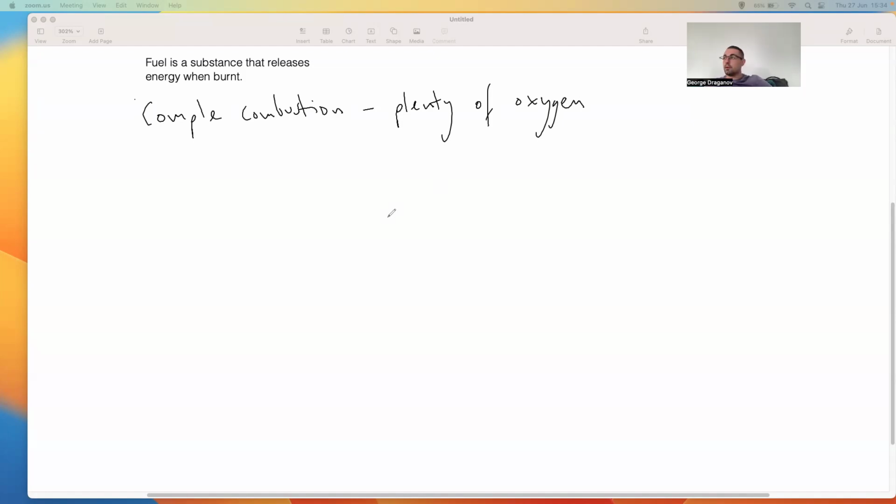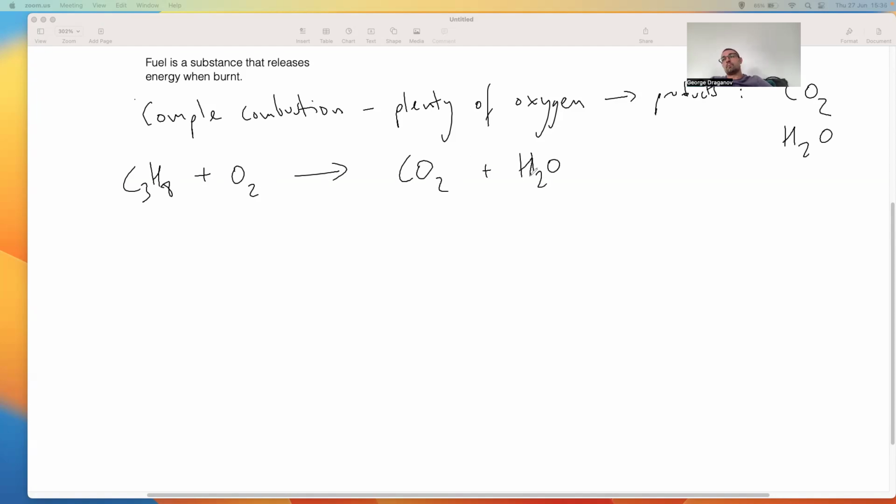Now, because we're dealing with combusting hydrocarbons, let's pick an alkane. So propane, remember CnH2n+2. So 3 times 2 plus 2 is 8, C3H8, plus oxygen, arrow. Now, the products of complete combustion are always going to be the same if you're dealing with a hydrocarbon. They're going to be CO2 and H2O. The way that happens is that carbon burns with oxygen to make CO2, and hydrogen burns with oxygen to make H2O. Okay, that is the basis of it.